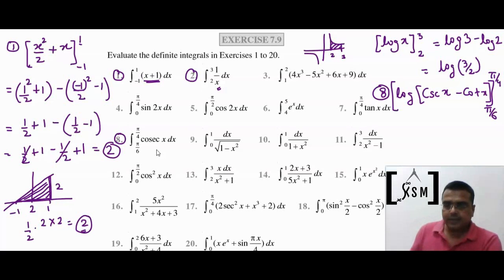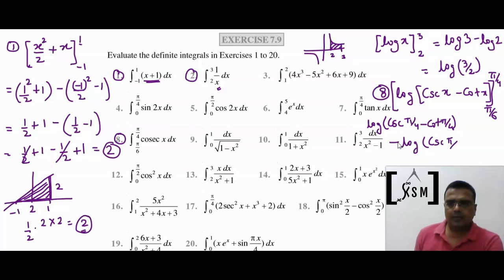So guys, please understand, first we'll put the upper limit. So let me do that. Log cosec pi over 4 minus cot pi over 4, minus log cosec pi over 6 minus cot pi over 6. Hope it is clear, guys. Okay. Then we'll solve it.